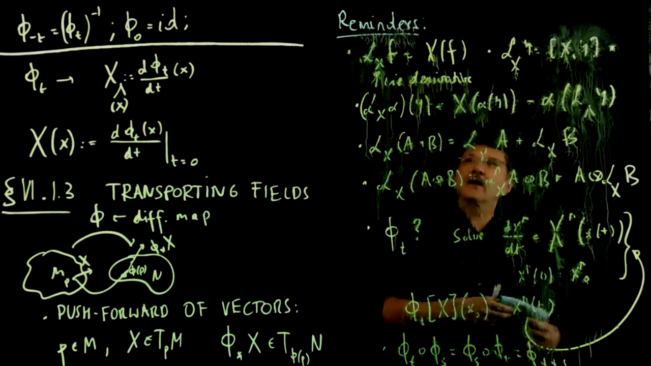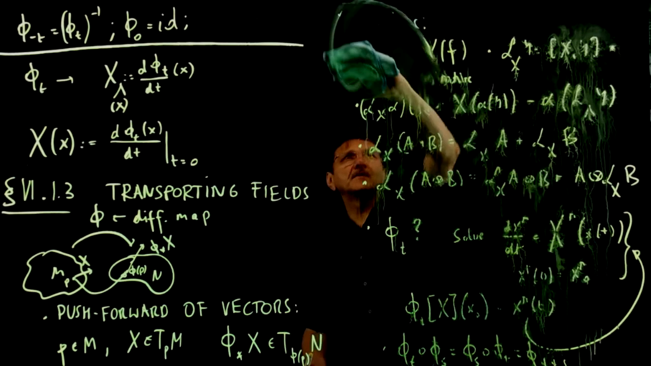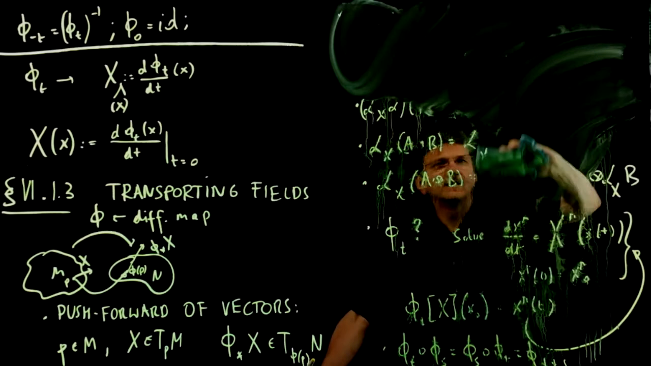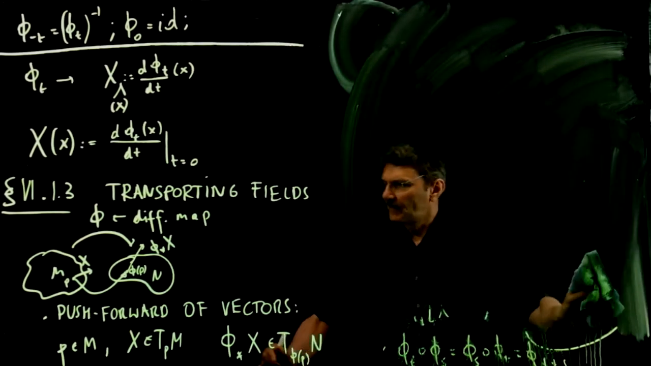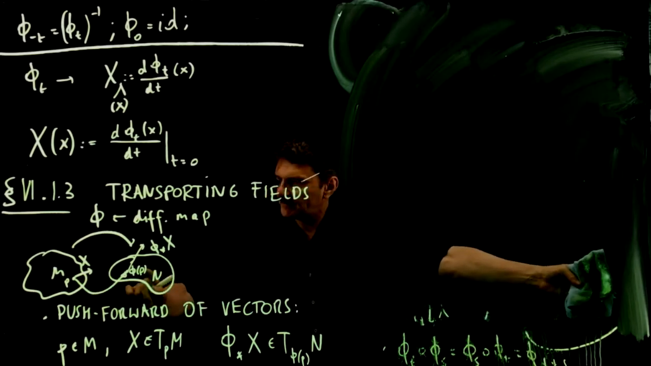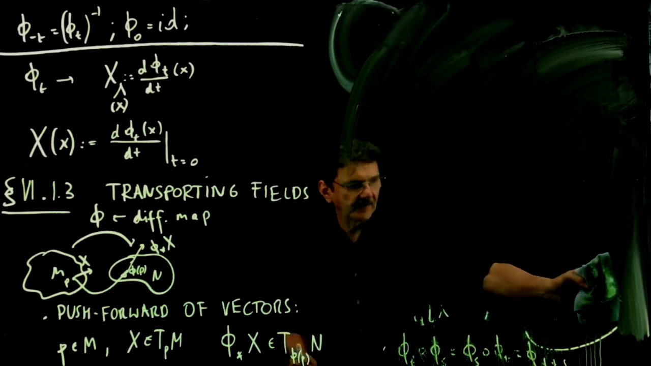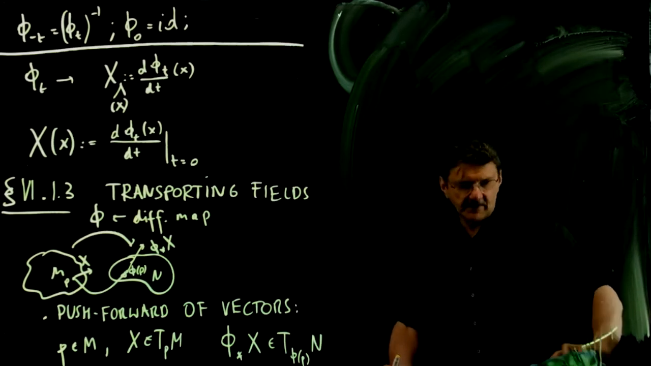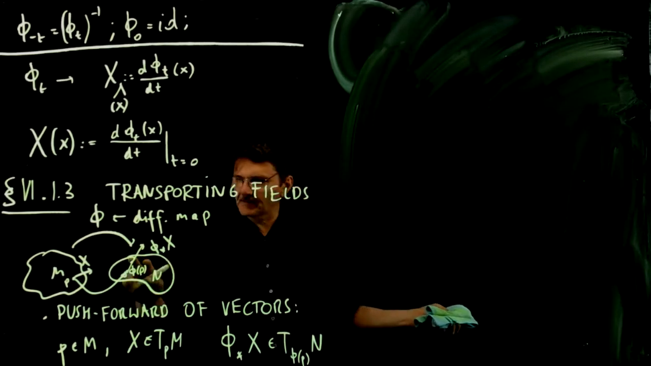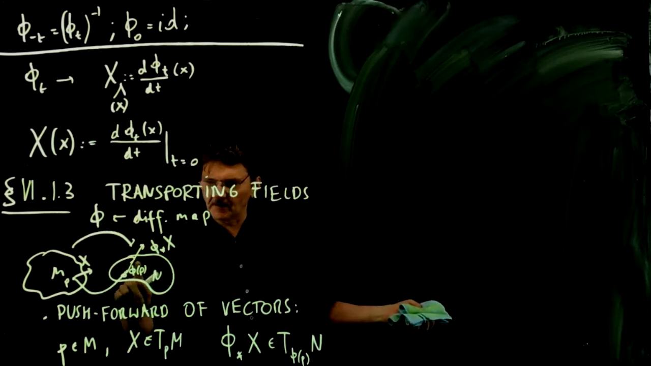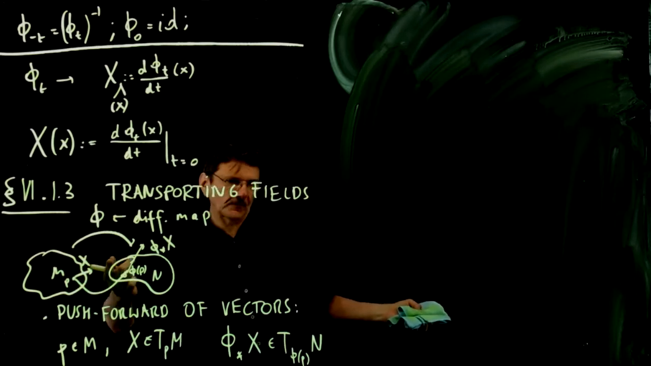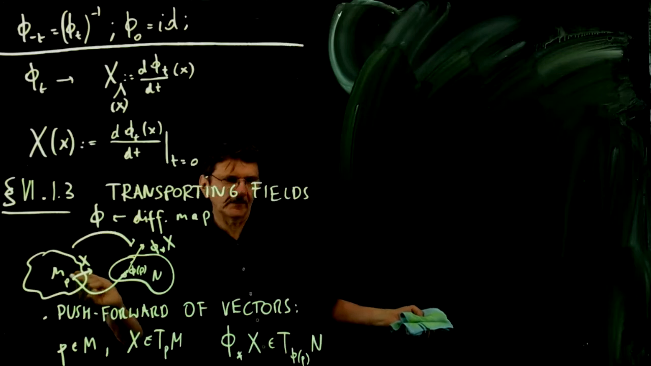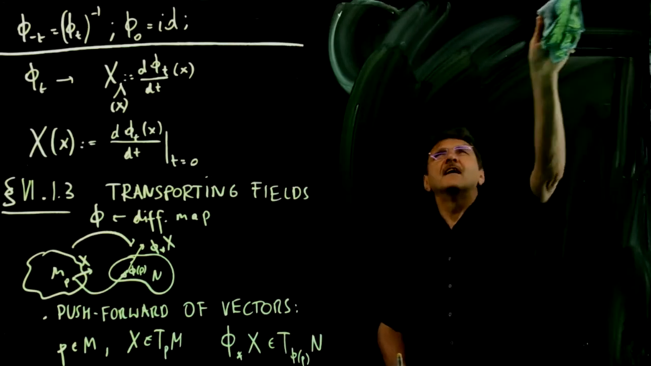So I have to erase the right hand side and can start thinking about how we could act with a vector X, which is defined here, on a function which is defined on N. There's an obvious choice, right? So we have a function defined here. We can compose it with the map phi and get a function defined on M. And then X knows how to act on functions on M. So that's how this works.